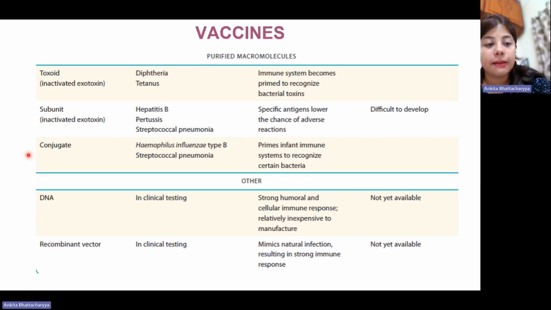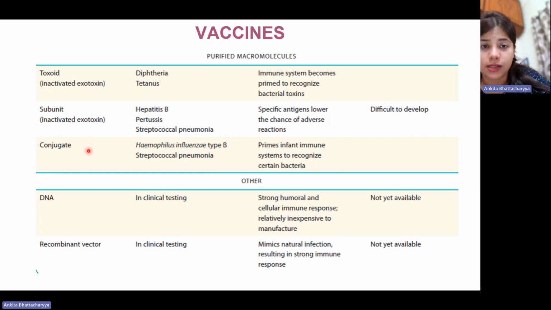The next subtype is conjugate vaccines, examples of which are Haemophilus influenzae type B and streptococcal pneumoniae. Haemophilus influenzae type B is often known as HIB, and it helps in priming the infant immune system to recognize other bacteria, basically.